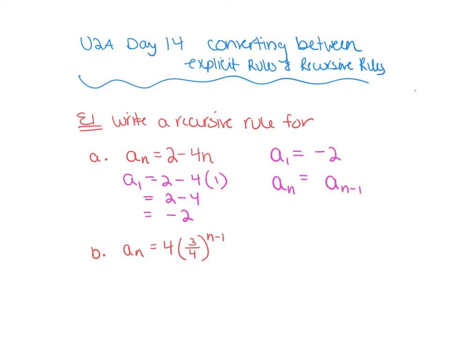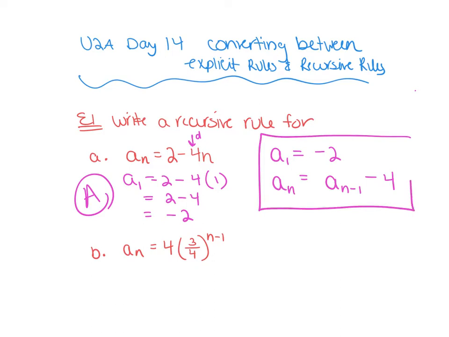And now what you have to ask yourself is, what are you doing to get from one term to the next? And we know that this is an arithmetic sequence, and we see our common difference is right here, which is -4. So to get our next term, we're going to have our previous term minus 4, and that would be our recursive rule.